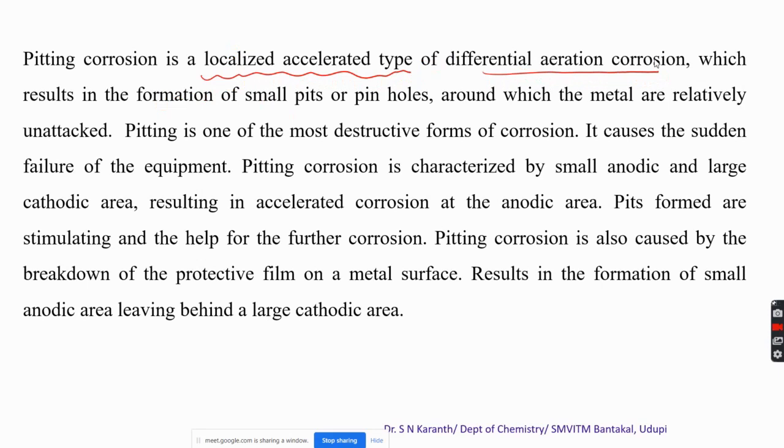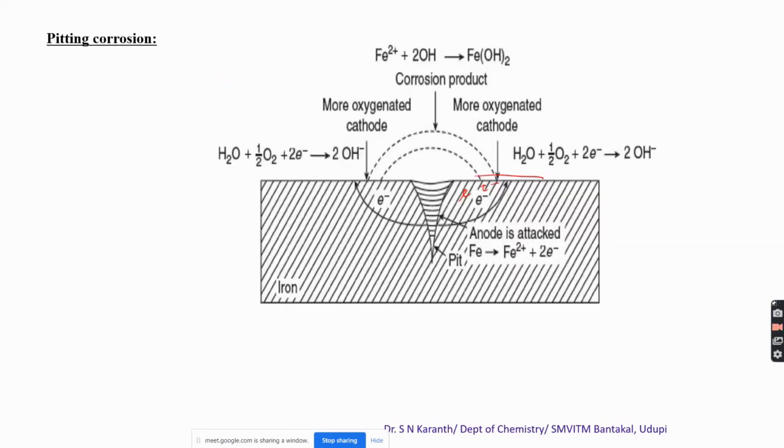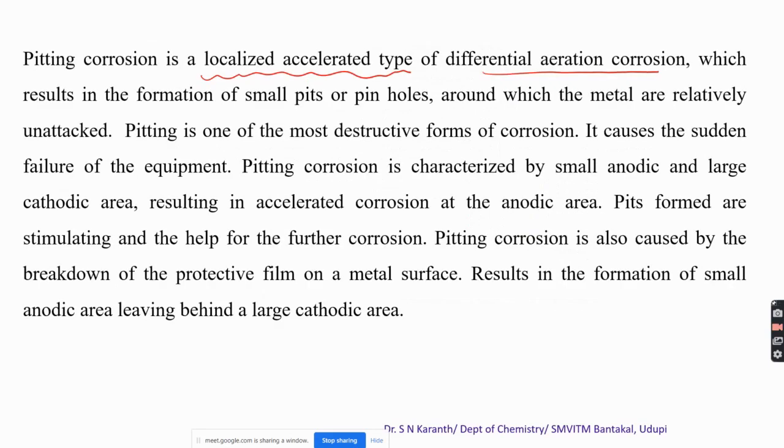This is also a type of differential aeration corrosion which results in the formation of small pits, pinholes, around which the metals are relatively unattacked. If you observe, it is clear, there is no rest or deposition observed. Whereas in the particular area, pits or pinholes, it is attacked by the environmental constituents, or because of the less oxygenated part, it acts as anode, and its metal is lost in the form of metal ion and combined with the negative ion. So pitting is one of the most destructive forms of corrosion.